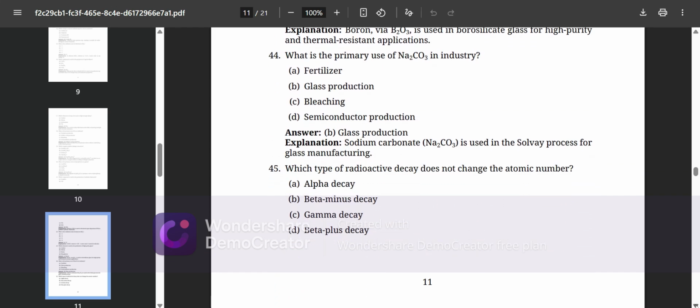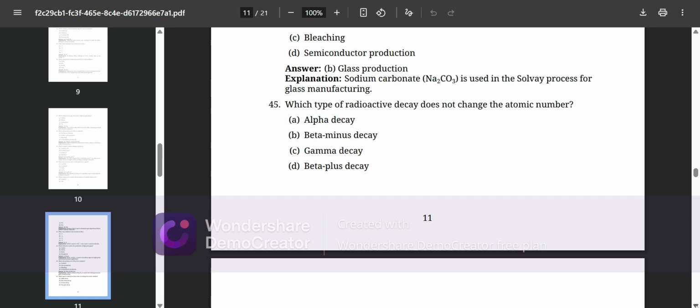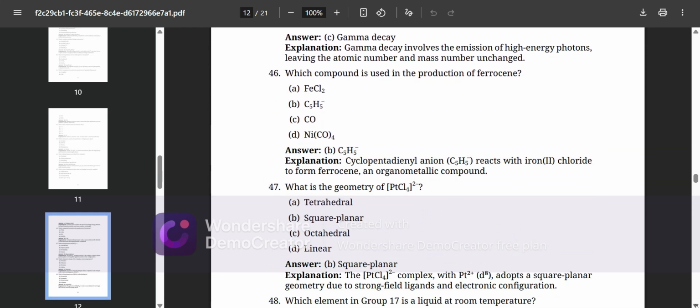What is the primary use of Na2CO3 in industry? Glass production. Sodium carbonate Na2CO3 is used in the Solvay process for glass manufacturing. Which type of radioactive decay does not change the atomic number? Gamma decay. Gamma decay involves the emission of high energy photons, leaving the atomic number and mass number unchanged.